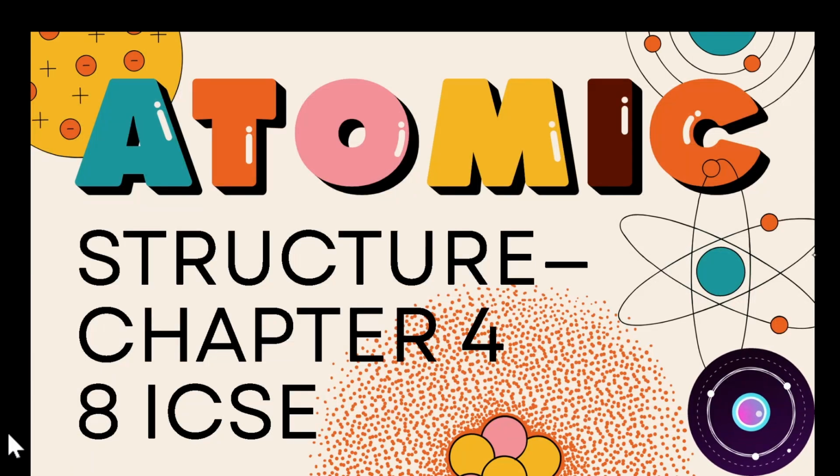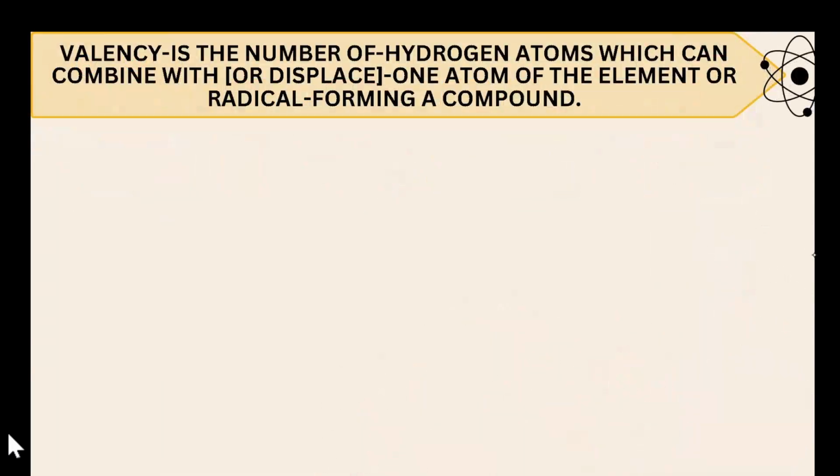So today we'll be taking two important definitions of valency. The first definition is the number of hydrogen atoms which can combine with or displace one atom of the element or radical forming a compound. Now in this definition we'll be taking the help of three examples, that is HCl, water and ammonia. In all the three compounds you can see that hydrogen is the element that is present.